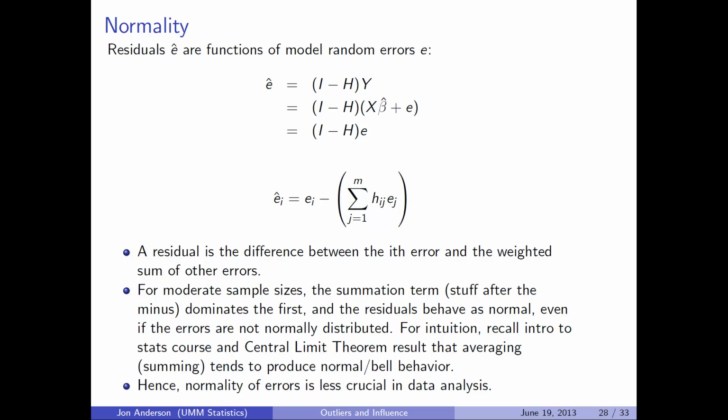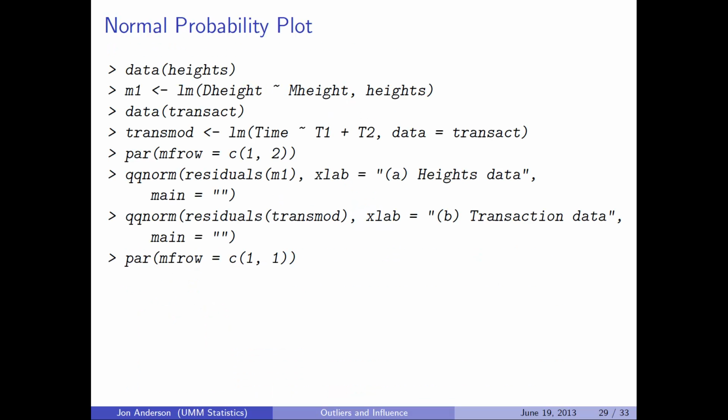And so if we have any kind of moderate to large size data set, the second part of this summation will produce a normal variable, and so residuals will tend to have more normal behavior than you might otherwise suspect. And so therefore, on the third point, normality of errors is not quite as critical of an assumption for regression analysis. Regression analysis tends to work well even if the errors are not terribly normally distributed because of this nice feature of summation in an actual data set.